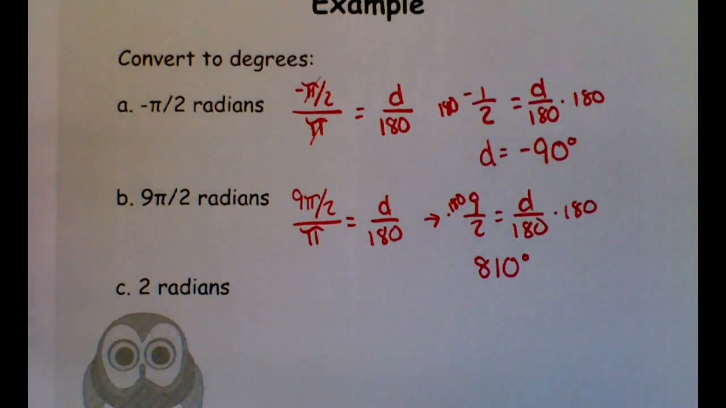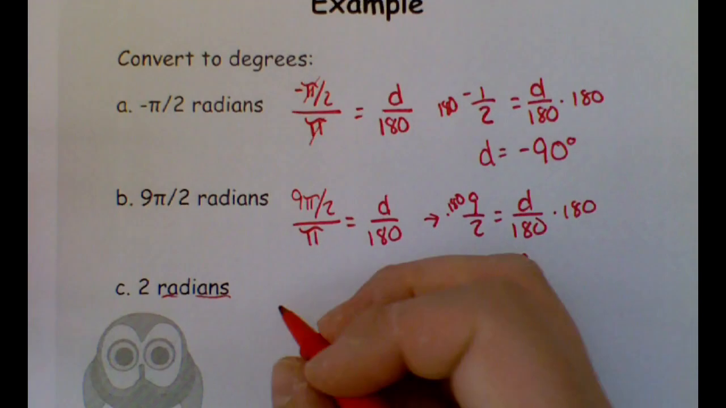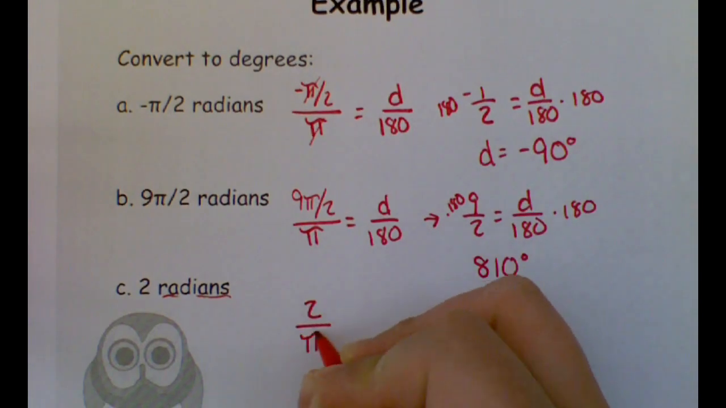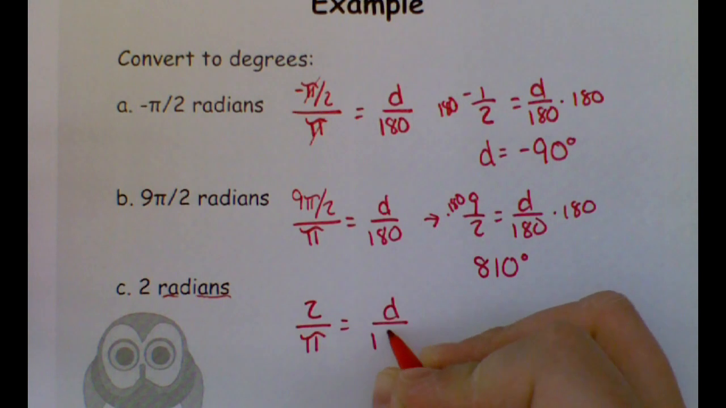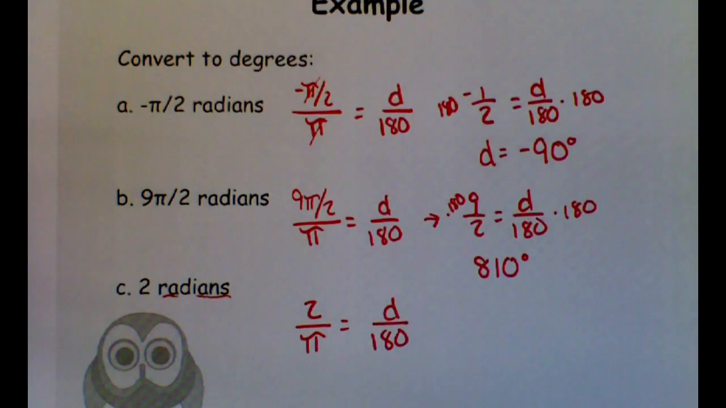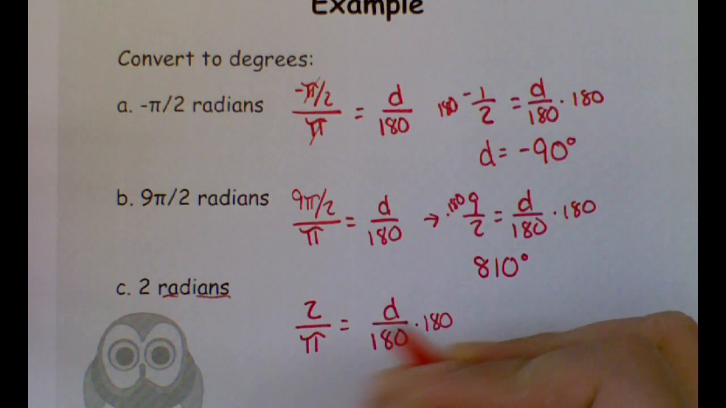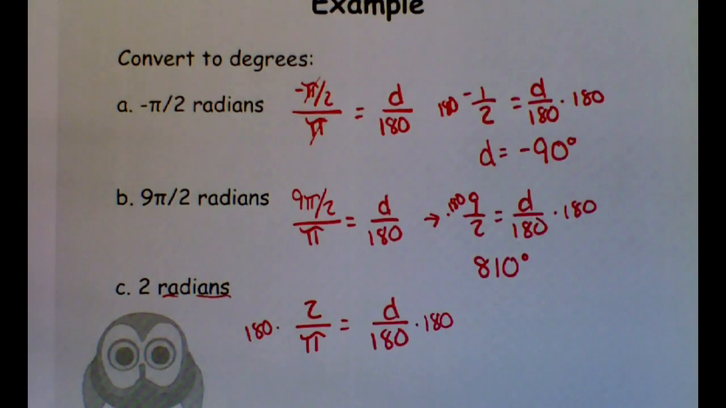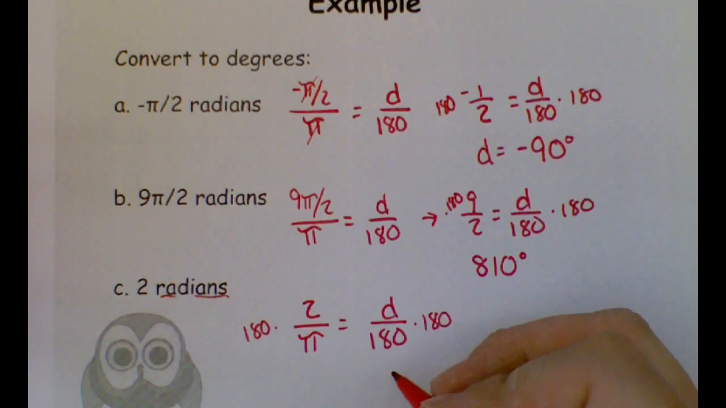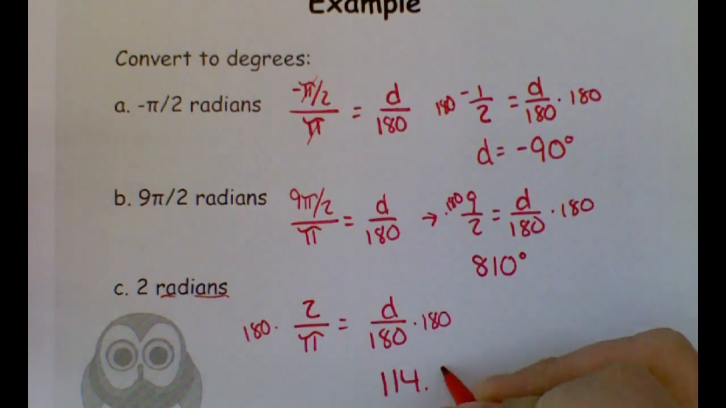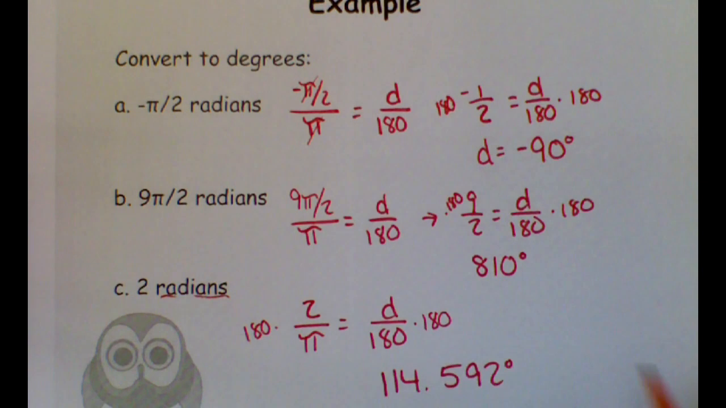2 radians. This is the time when you will usually put radians on there, if there's no pi involved. So we have 2 over pi equals d over 180. We can't simplify out a pi, so we just multiply the 180 over. And now it's a calculator problem. 180 times 2 divided by pi. Our degree measure is about 114.592 degrees.